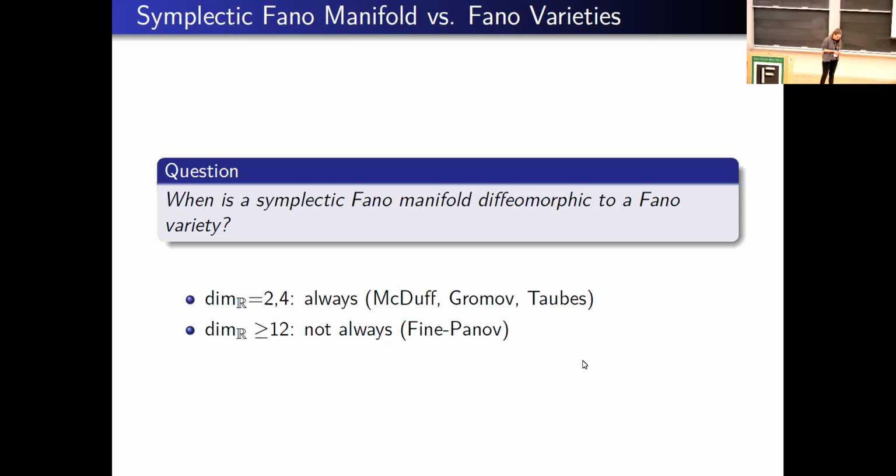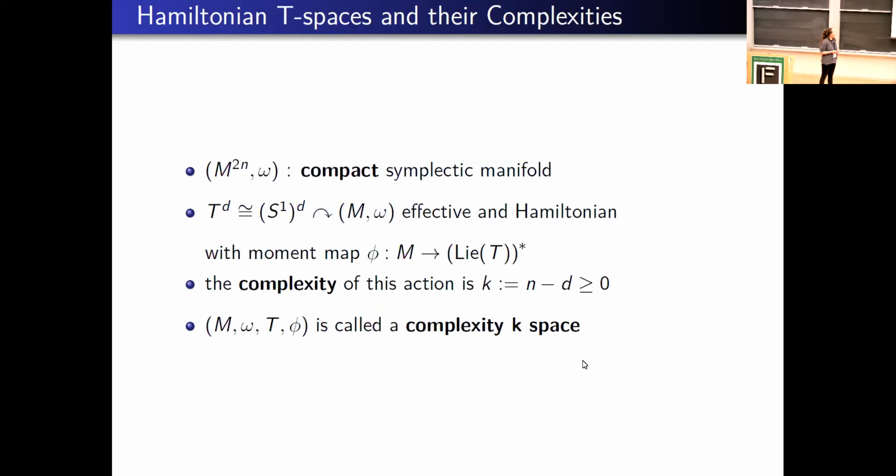And actually, I was more interested in this question in the case when the symplectic manifold is endowed with a Hamiltonian symmetry, and so also for Hamiltonian T-spaces. So we are considering compact symplectic manifolds endowed with an effective Hamiltonian torus action and with a moment map. And so we call such a quadruple a complexity k space.